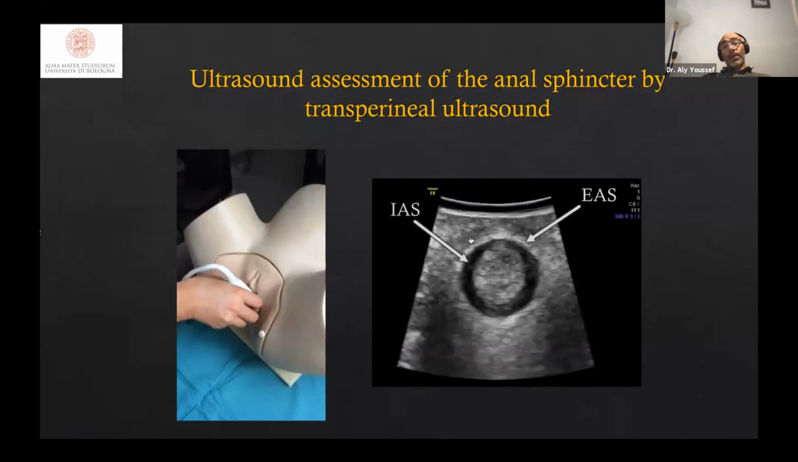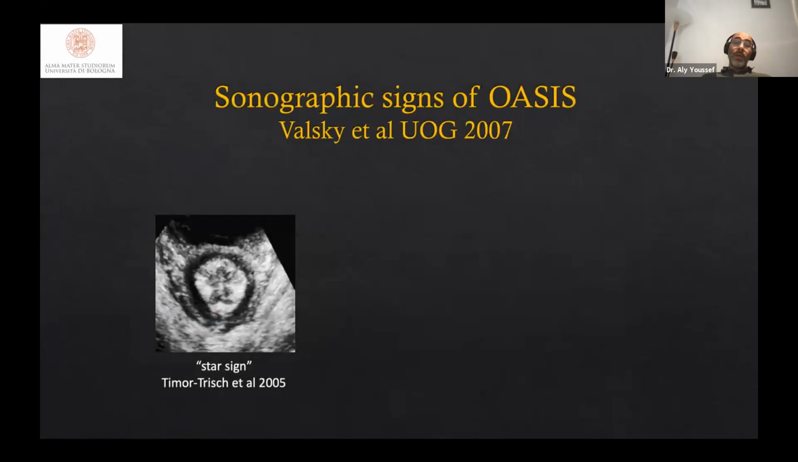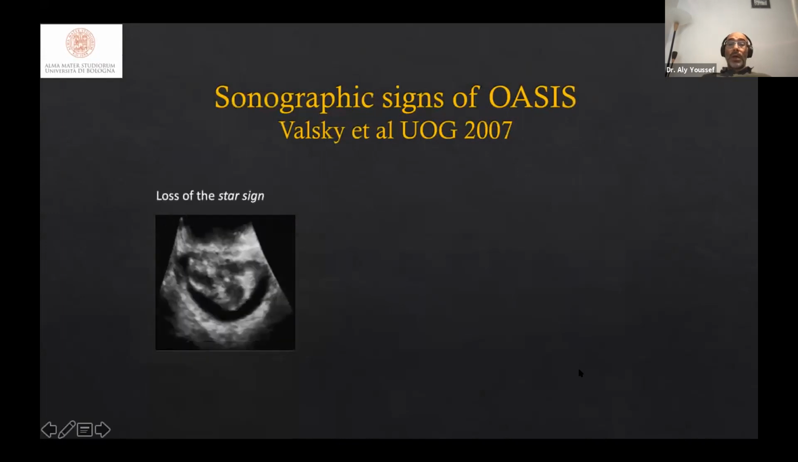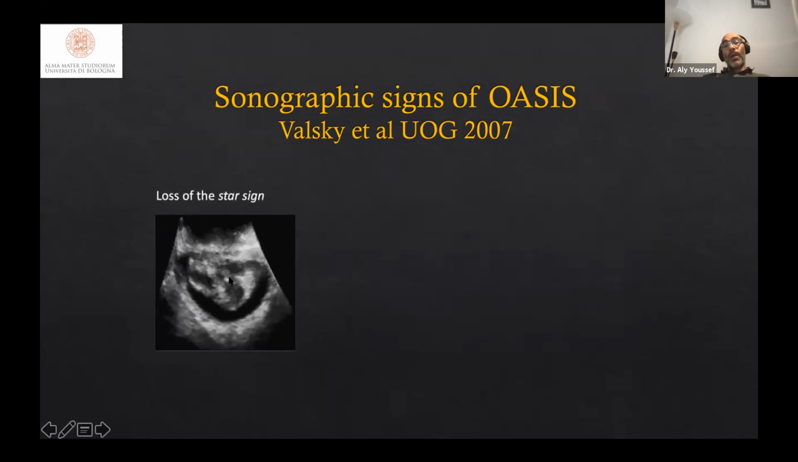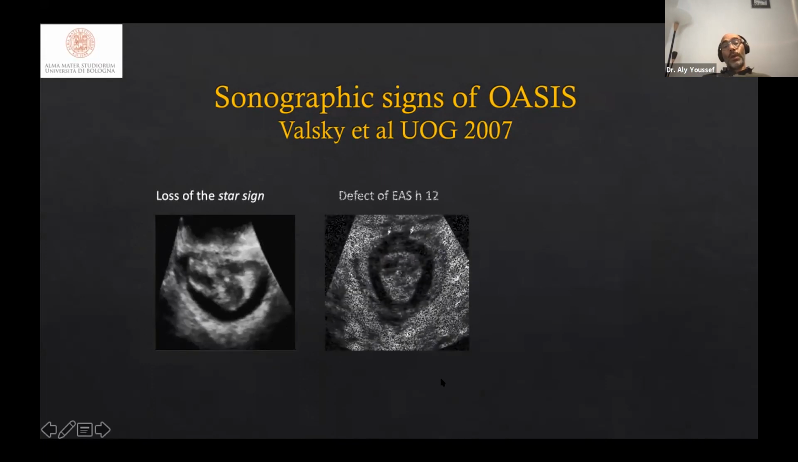Okay, there are some signs that can be seen by ultrasound suggestive of anal sphincter damage. So this is at the level of the anal canal. The star sign. The star sign is an index of a proper tone of the anal sphincter. The absence of the star sign is a sign of a sphincteric injury.